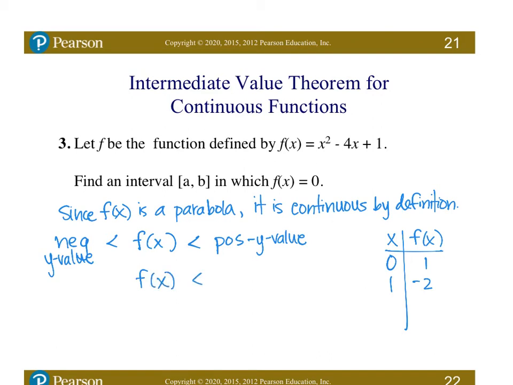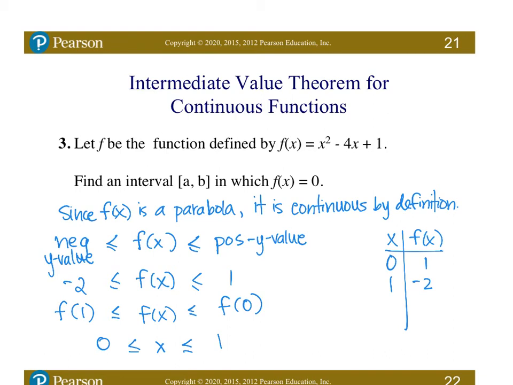So if f of x is between 1 and negative 2, okay, 0 is between those two things, right? Hopefully we all agree that 0 is between those two. And 1 is the y value at 0, and negative 2 is the y value at 1. Then there must be an x between, and we're going to switch the order again, 0 and 1.